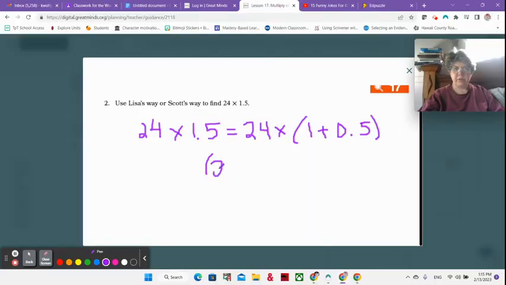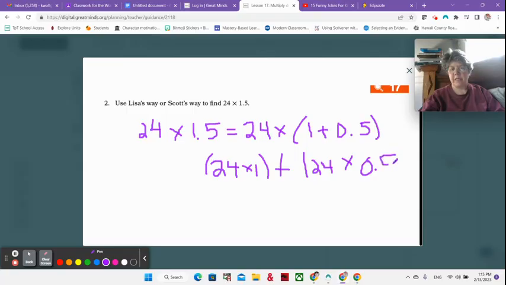I'm going to do 24 times 1. Yeah, because I'm distributing it to the 1. And then I'm going to add that to 24 times 5/10. The distributing will be really helpful next year when you're doing algebra in middle school, right? The distribution property. So we're just distributing the 24 to both of these. So 24 times 1, that's not too difficult, right? 24. And then I'm going to add that to 24 times 5/10.